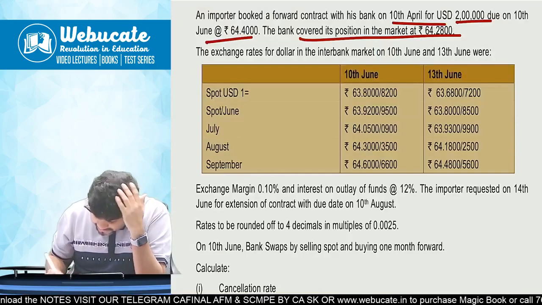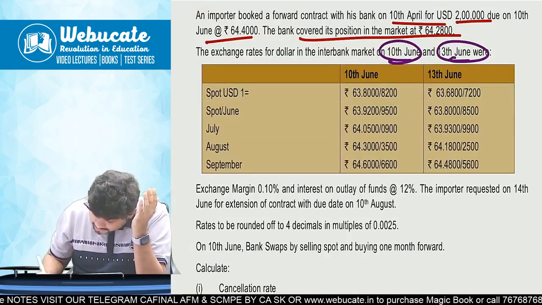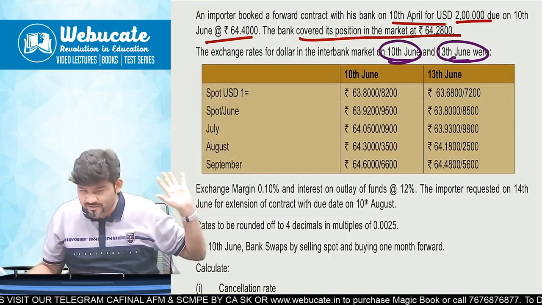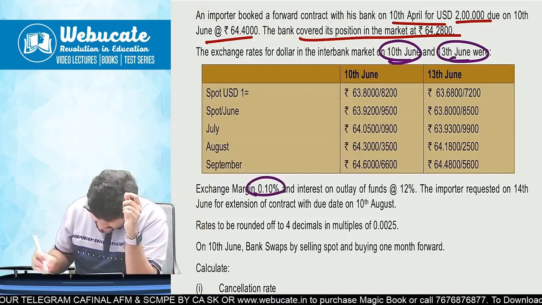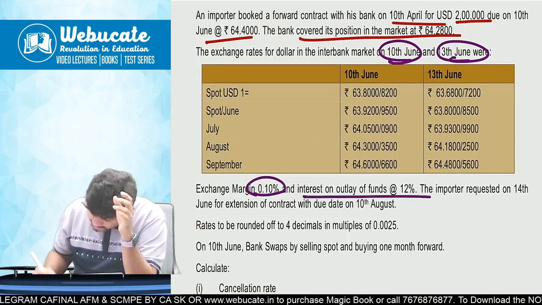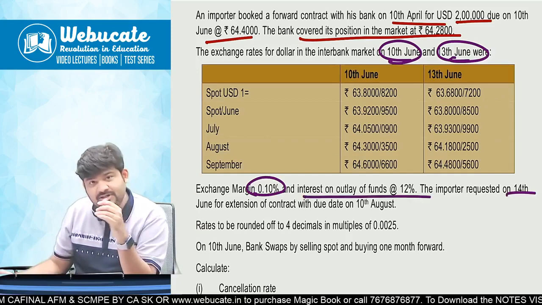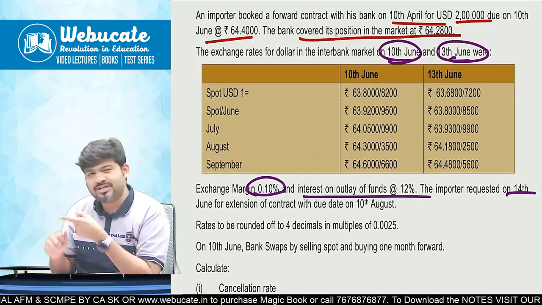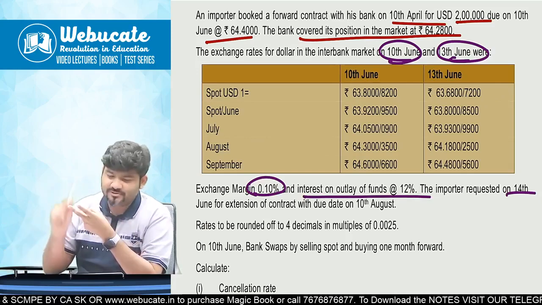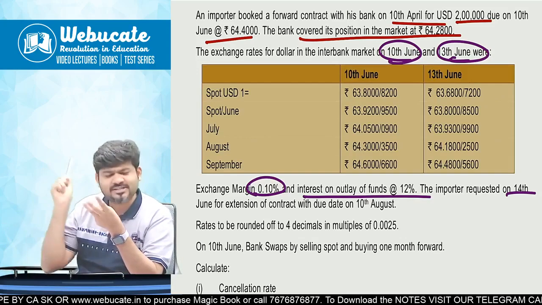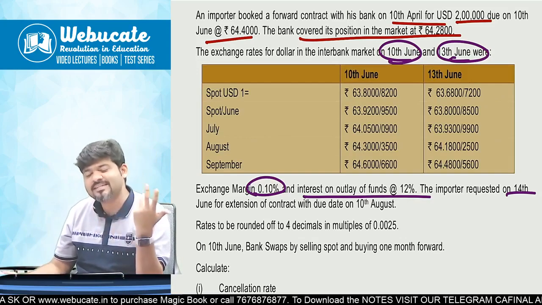Exchange rate for interbank market on 10th June and 13th June were given. So this is just the rate given. Exchange margin at the rate 0.1%. Done. Interest on outlay of funds 12%. So this question will have exchange difference, this question will have swap loss, this question will have interest on outlay of funds. You name it and it's there.